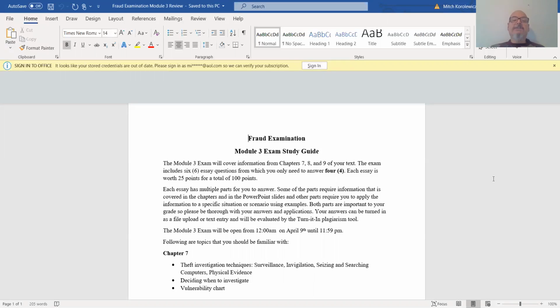Each essay has multiple parts for you to answer. Some of the parts require information that is covered in the chapters and in the PowerPoint slides. And those PowerPoint slides, remember, are posted in Canvas. And other parts require you to apply the information to a specific situation or scenario using examples. Both parts are important to your grade, so please be thorough.